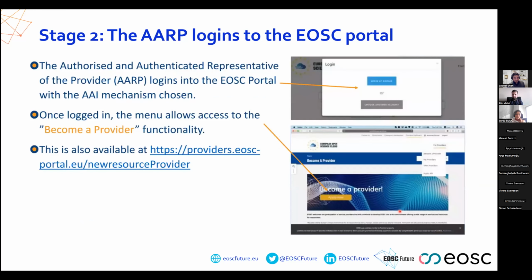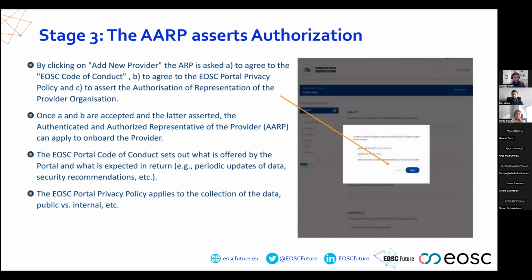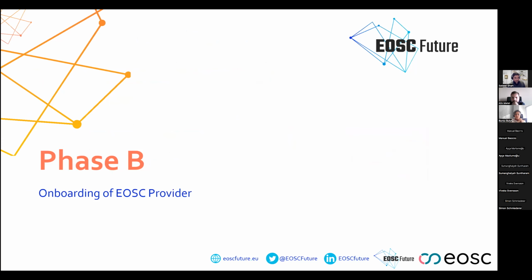And once we successfully log in using AAI, we have a new button, which is apply new. When we click this, we get this pop-up where we have to assert that we actually are authorized by our institute to become a provider. And there are also terms and conditions checkboxes, which we also have to check so that we can become a provider. That concludes phase A.